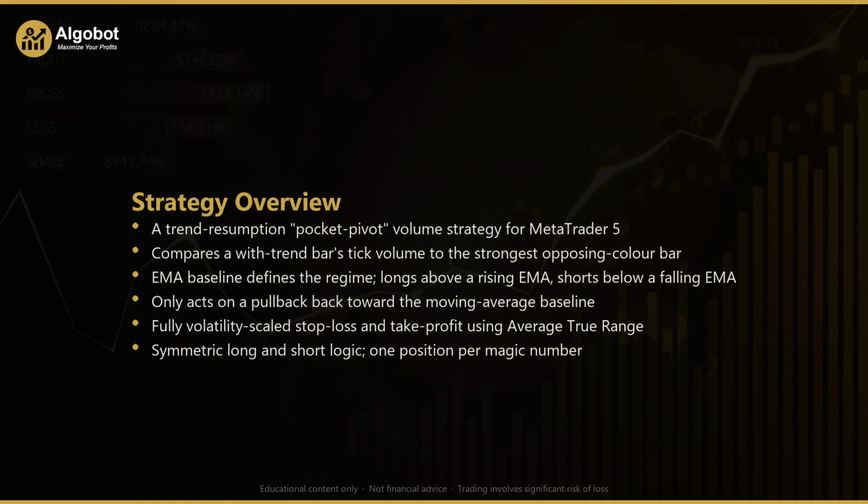Because volume alone can be noisy, the strategy wraps that signal in structure. An exponential moving average, by default a 30-period line, defines the regime. Long setups require price to be above a rising average, and short setups require price to be below a falling average. On top of that, the strategy only acts on a pullback. The signal bar must dip back toward the baseline, coming within a fraction of the average true range of the moving average. So the entry is a resumption off the mean rather than a chase of an already extended move.